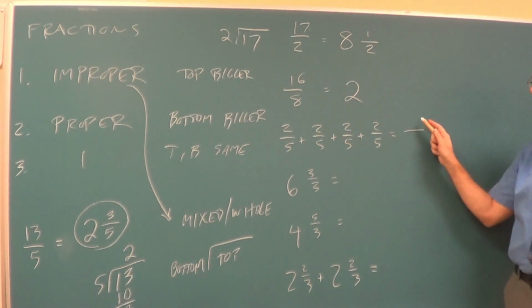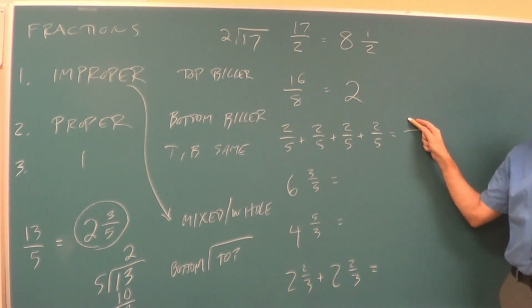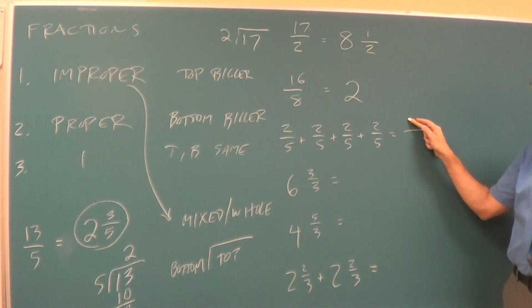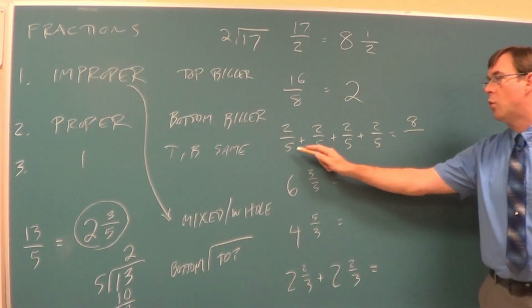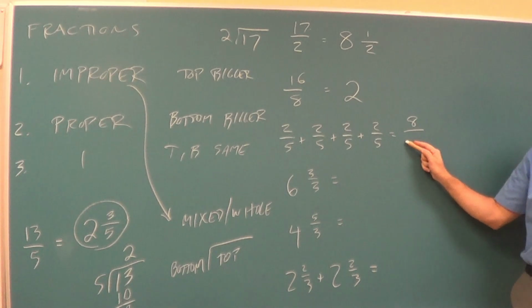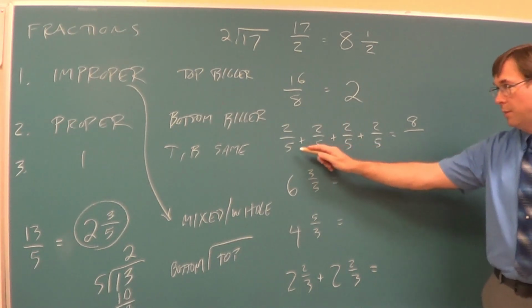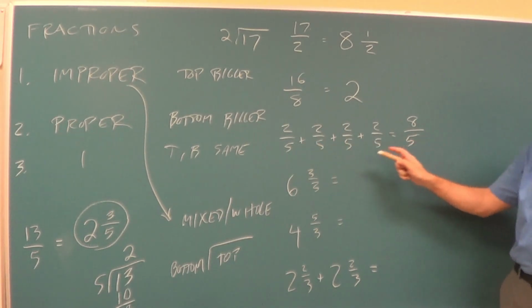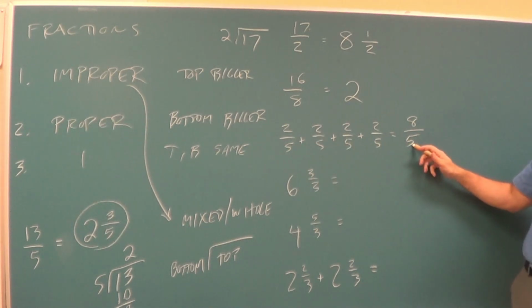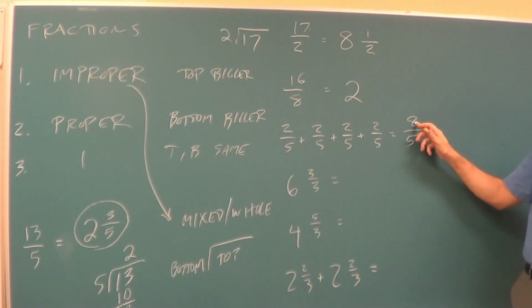What are we gonna get if we add up a bunch of 2/5? 6/5. Count them again? 8/5. 8/5. We want when we add or subtract to have a, what's it called? A common denominator. So bottoms all stay the same. Tops add up to 8.